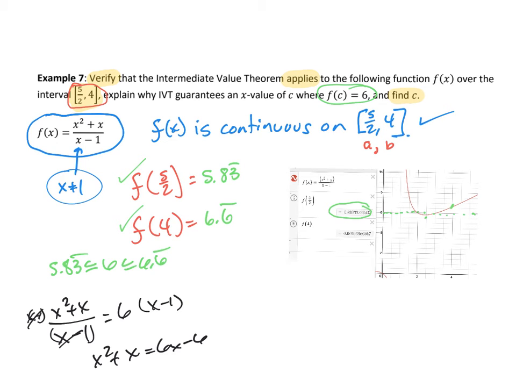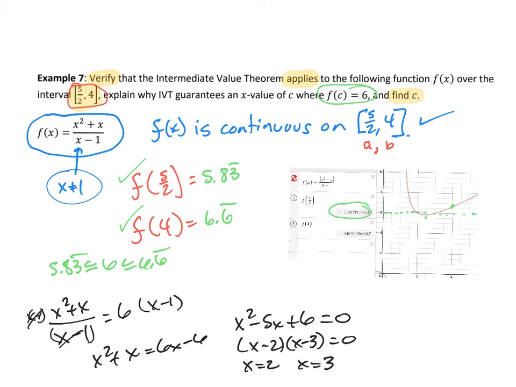I get x squared plus x equals 6x minus 6. And if we slide those terms from the right over to the left, we get x squared minus 5x plus 6 equals 0. And that factors to (x minus 2)(x minus 3). Huh, I did something wrong? No, I didn't. There are two solutions, x equals 2 and x equals 3.